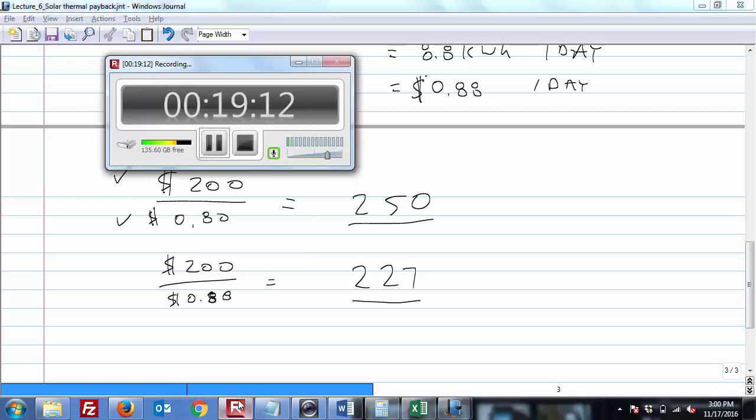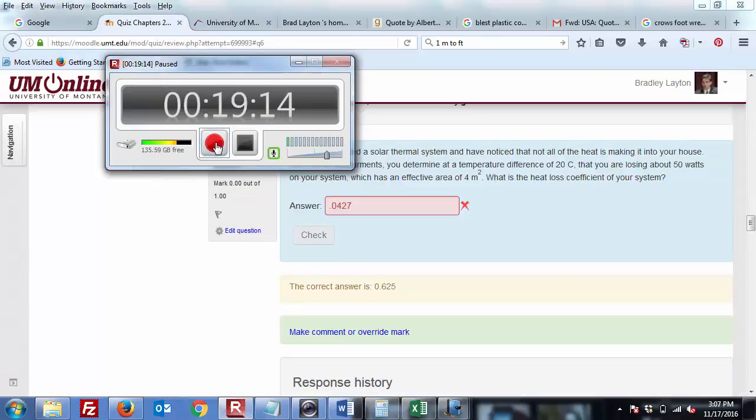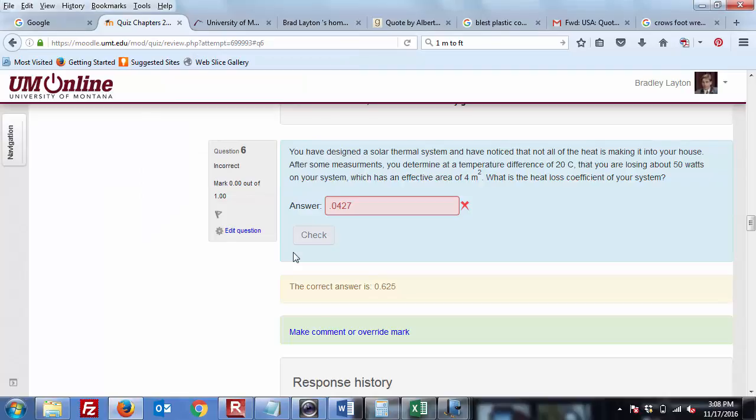Okay, I'll take a little pause. All right, so the next one we're looking at, I think this gave a lot of people problems too. So you've designed a solar thermal system, and I've noticed that not all of the heat is making it into your house. So after some measurements, you determine at a temperature difference of 20 degrees C that you're losing about 50 watts on your system, and its area is 4 square meters. So what's the heat loss coefficient?